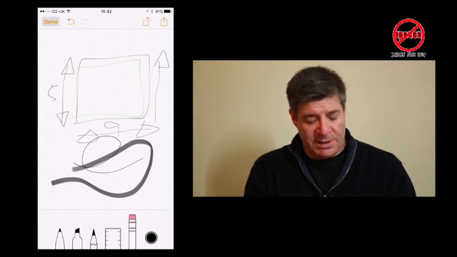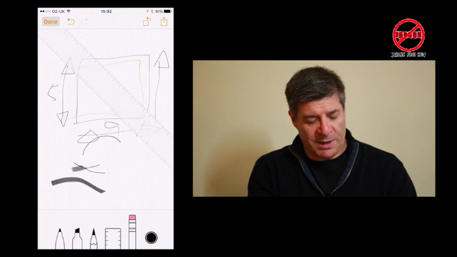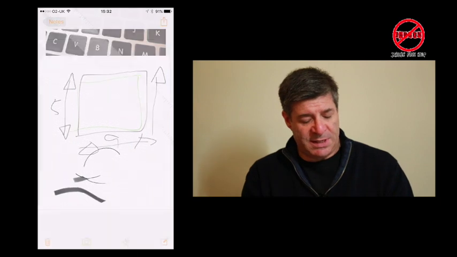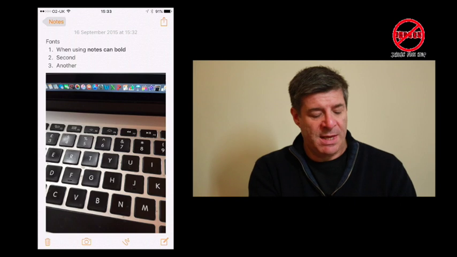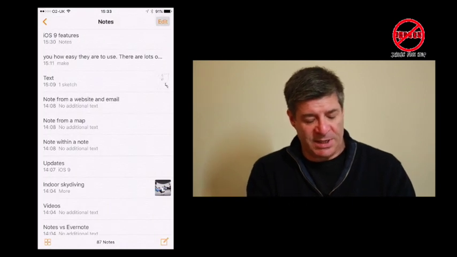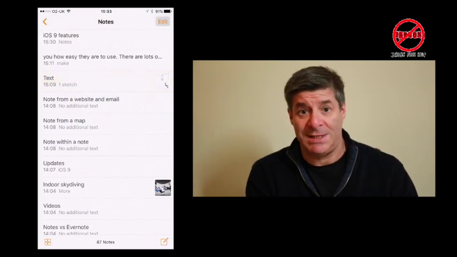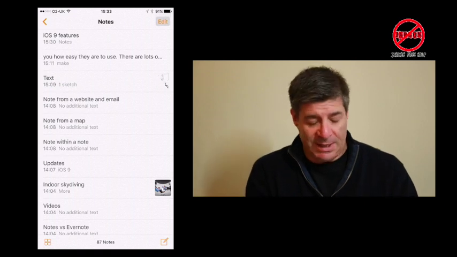You can erase a bit just by tapping on that eraser and rubbing a bit out, and you can put in a ruler as well, so you can work to a more precise size. So when you've done that, you just tap on Done, and you see it puts that sketch right in there, so that's very neat. If I go back, you'll see actually it's got one here that I did earlier. If I tap on that, not very useful, that one, but you can see on the right hand side it's indicating that there's a sketch in there, and you can see further down there's one that says indoor skydiving, and it's indicating that there's a picture in that one.